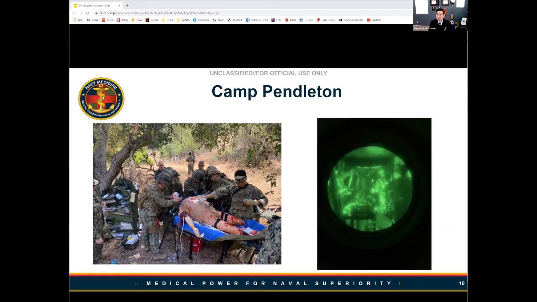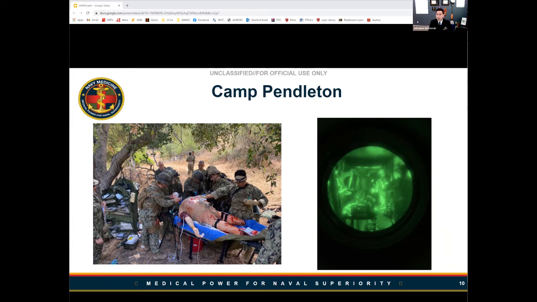What do we do next? Well, we take those skills and allow our teams to use them in a more realistic environment. At Camp Pendleton in Southern California, we utilize surgical mannequins in scenarios that are more typical of the ones the teams will see during deployments. These mannequins do also bleed and allow you to operate on them as if they were real people.